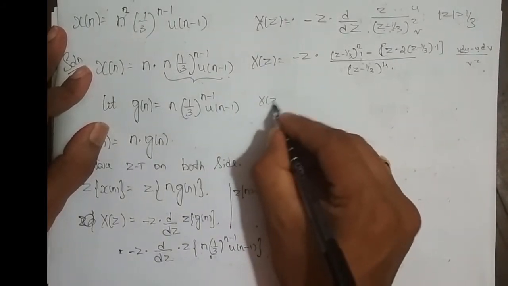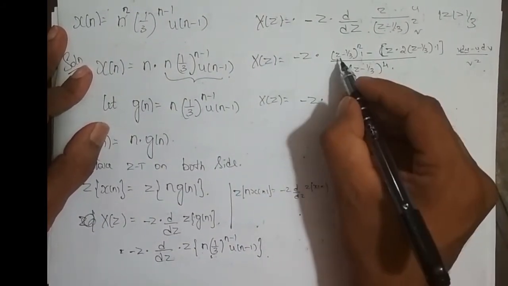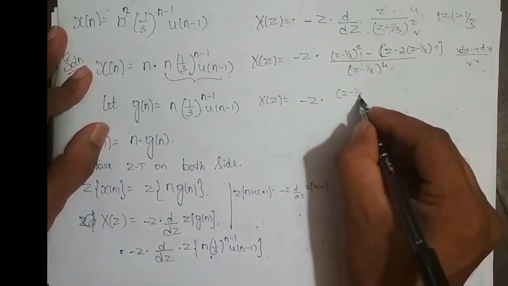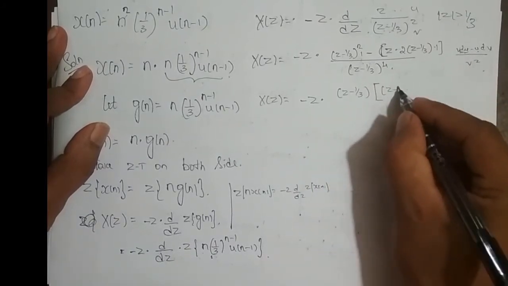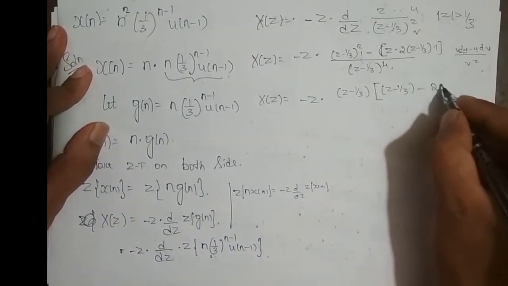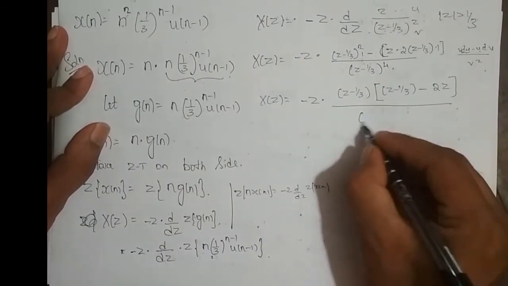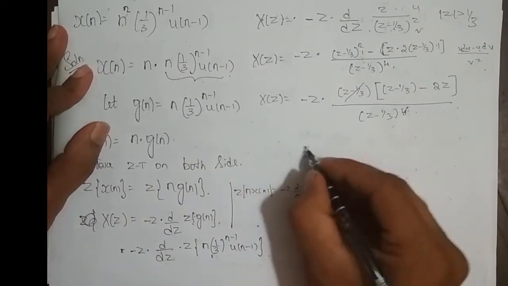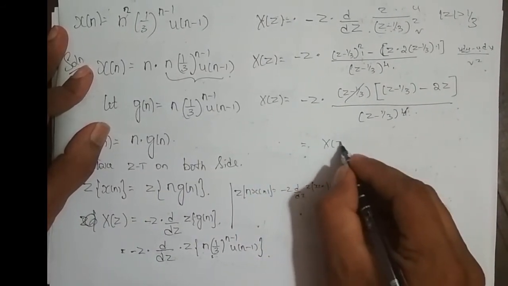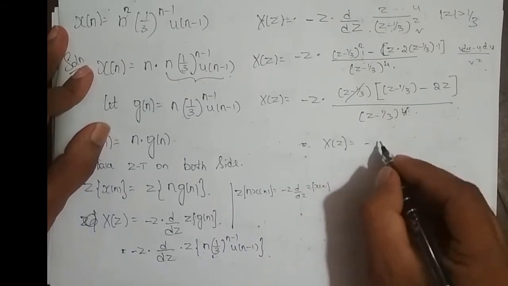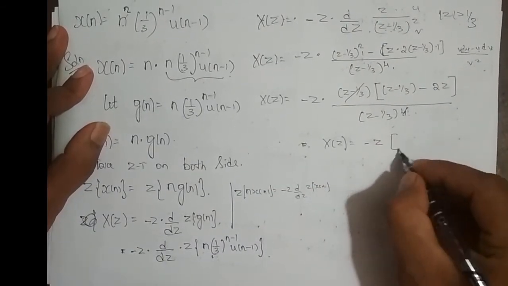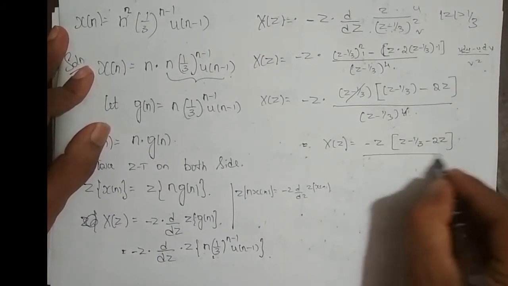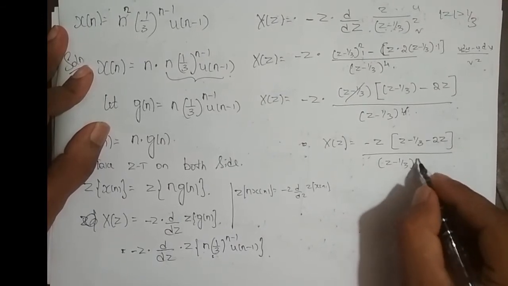So X of z is equal to minus z, I keep it as it is. I have (z minus 1/3) whole squared and I have (z minus 1/3), so I will take one (z minus 1/3) common into, so (z minus 1/3) minus 2z, whole divided by (z minus 1/3) whole power 4. So one (z minus 1/3) here and here cancels out. So I end up with X of z equal to minus z into (z minus 1/3 minus 2z), whole divided by (z minus 1/3) whole cube.